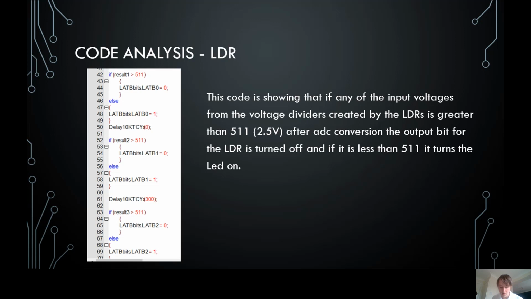In the code is the threshold detection for the 3 LDRs. The code checks the ADC value stored in the variable result against the ADC equivalent of 2.5 volts. If the result is greater than 511, the ADC equivalent, then the LED connected to port B turns off. If the value is less than 511, then the else turns on the respective LEDs.